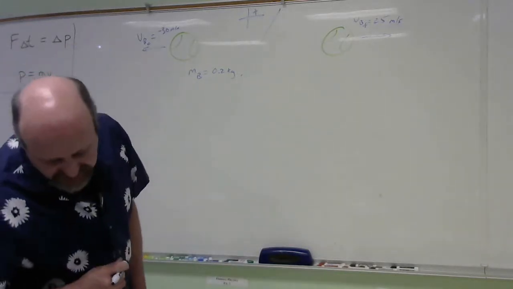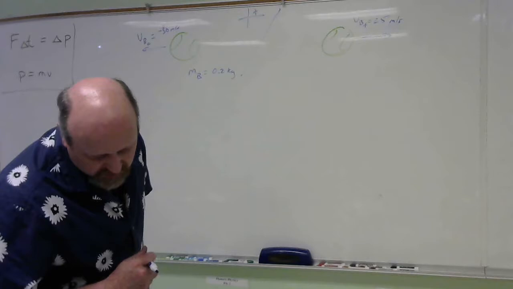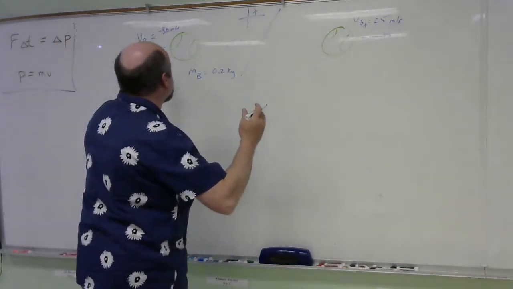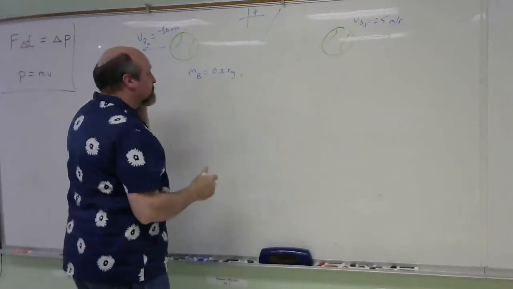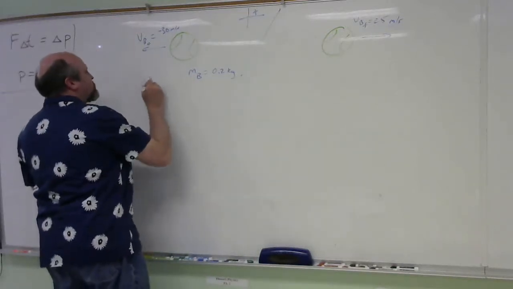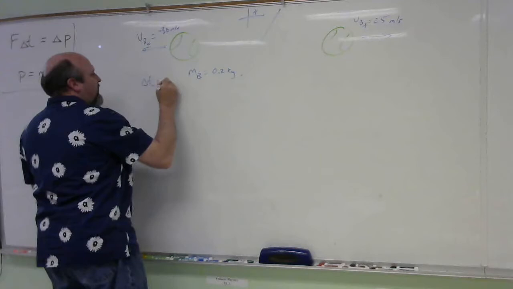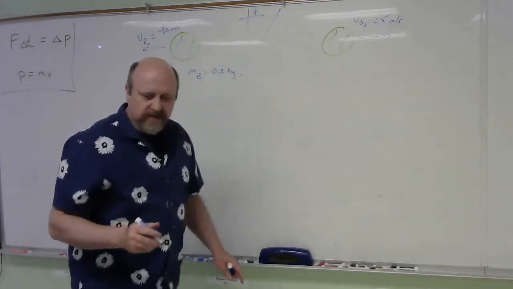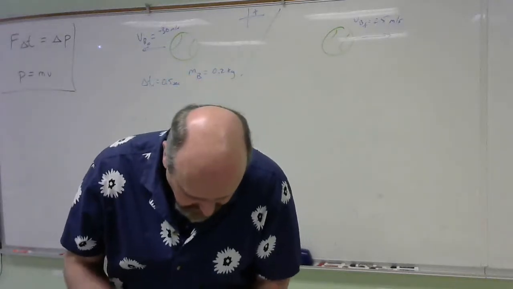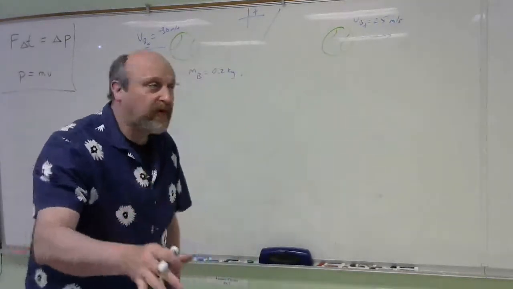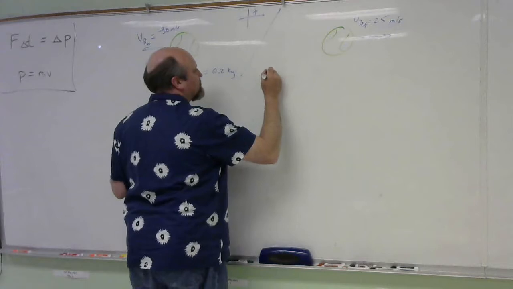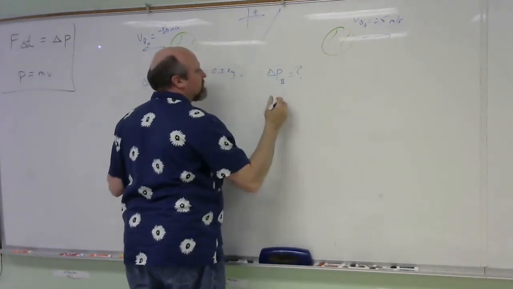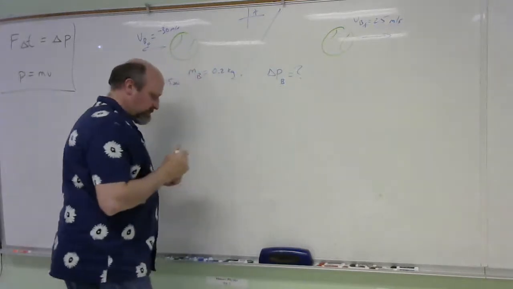And then lastly, they tell us that the time during which that racket is in contact pushing the ball, that duration of the push, is a half a second. And what they're asking us to find is, let's be real careful here, they want us to find the change in the momentum of the ball. So what they're asking us to find is delta P for the ball. That is what they want us to find.